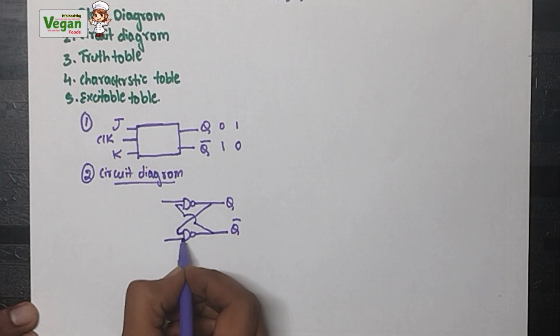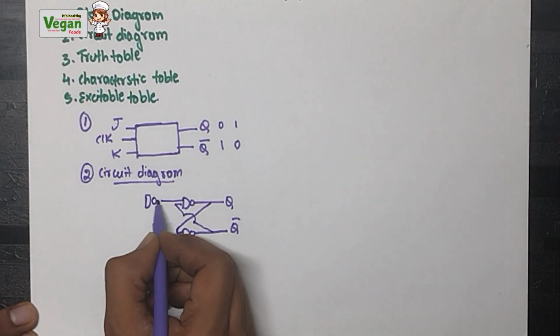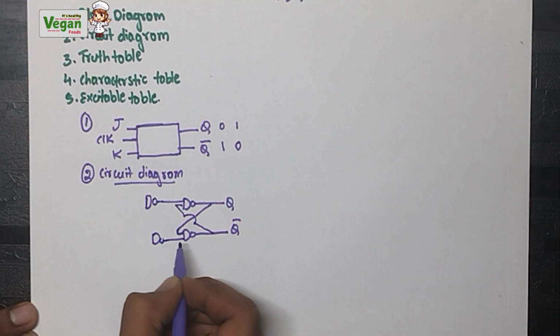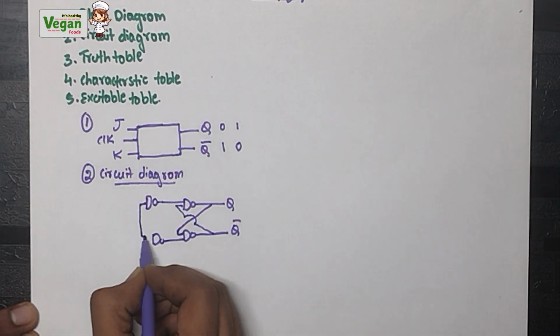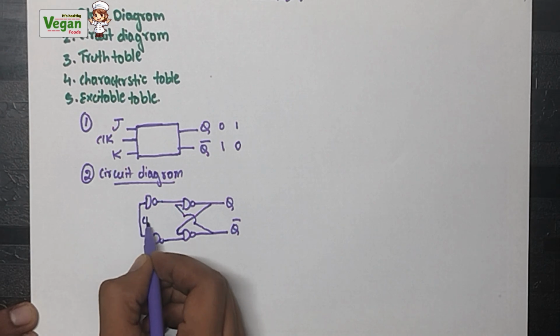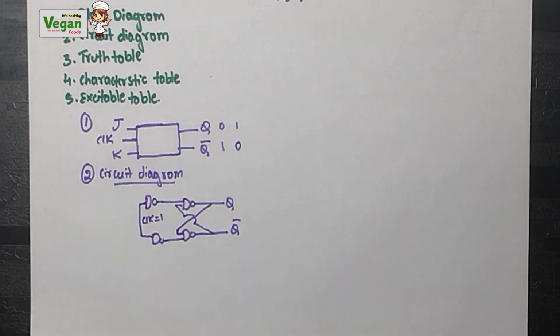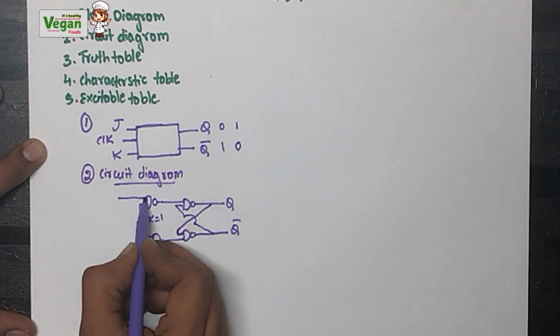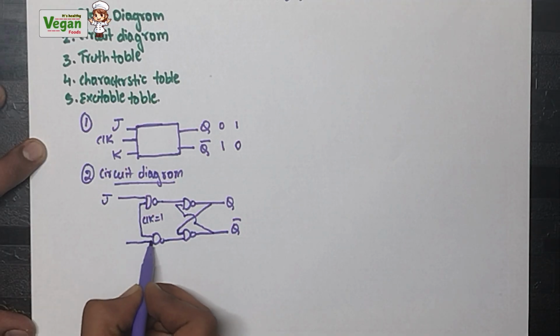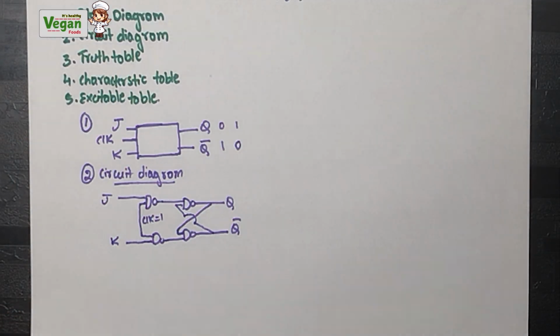To draw the flip-flop, we will add another NAND gates. Now we have the common input, that is clock. The clock value will always be equal to 1. It will not change. Next we have another two inputs, that is J and K. Now we completed the circuit diagram.